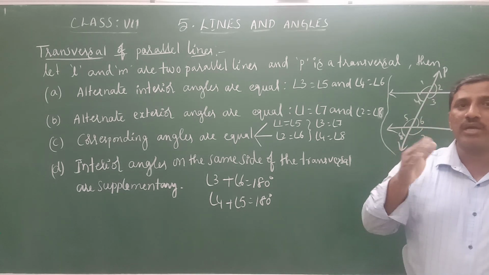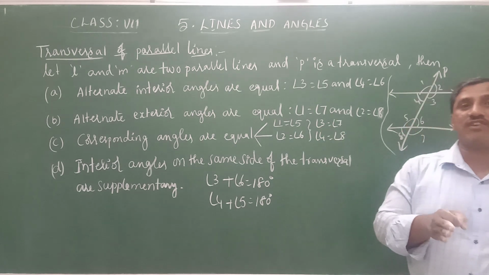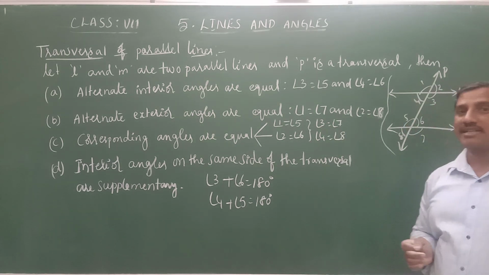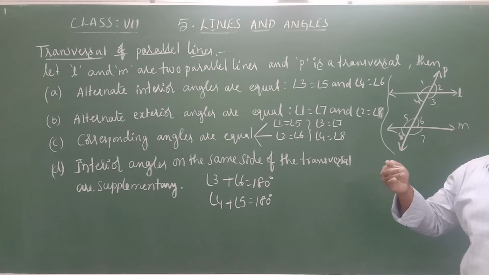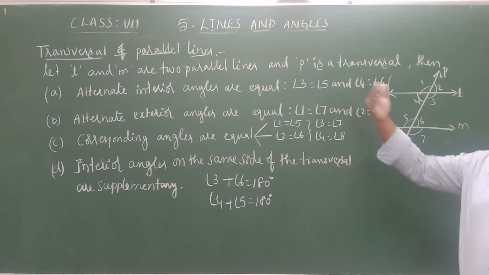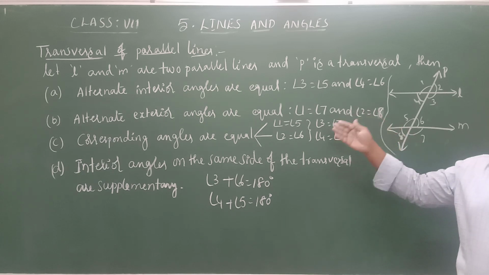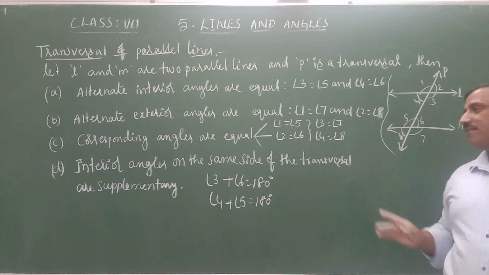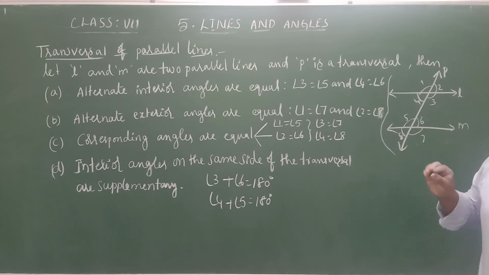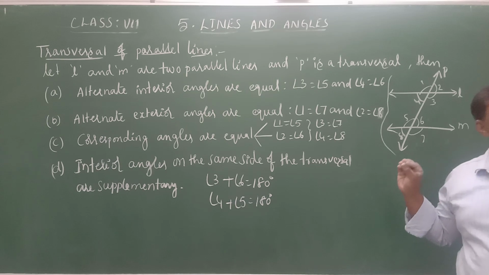When we consider the 2 lines, if any one of these 4 properties is satisfied by a pair of lines with a transversal, then that pair of lines are parallel lines. If one pair of alternate interior angles are equal, they are parallel. Or if one pair of exterior angles are equal, they are parallel. Or if corresponding angles are equal, they are parallel. Or if interior angles on the same side of the transversal are supplementary, then they are parallel. So this is about the angles made by a transversal with parallel lines.